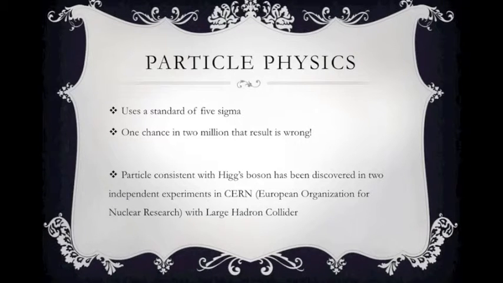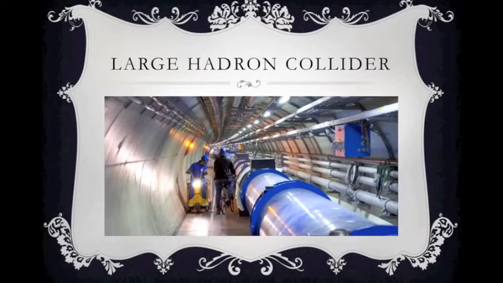Well, in particle physics, they use a standard of 5 sigma, which means that when conducting research, if you have a standard of 5 sigma, that means that there's one chance in 2 million that the result is wrong. And so particle physicists have been using 5 sigma to help them understand the Higgs boson. And a particle consistent with the Higgs boson has been discovered in 2 independent experiments at CERN, which is the European Organization for Nuclear Research, with the Large Hadron Collider. So the likeliness of this Higgs boson is pretty high.